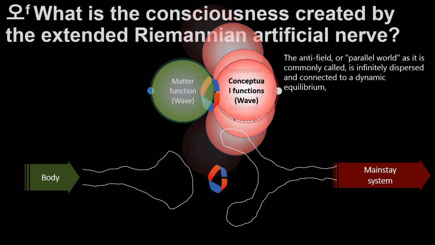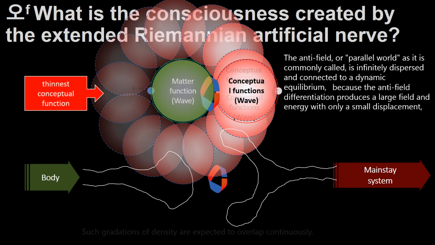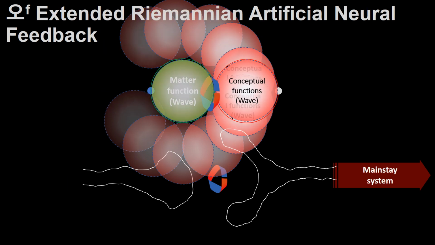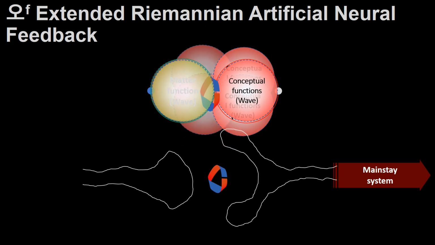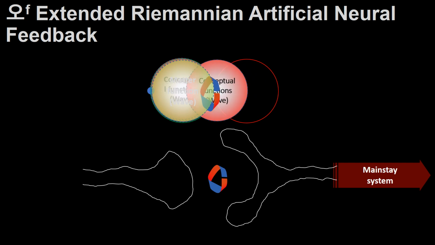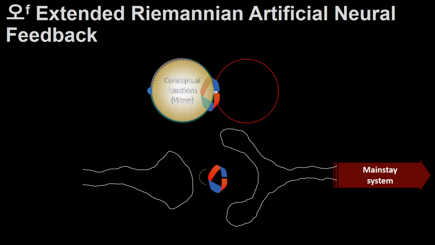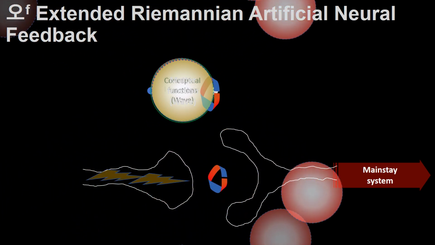What is the consciousness created by the extended Riemannian artificial nerve? The anti-field, or parallel world as it is commonly called, is infinitely dispersed and connected to a dynamic equilibrium. When these multi-universe-like functions are included in matter functions, the dense and heavy functions that come in at the end knock out the thinner functions. Thin functions are thrown far, but heavy functions are close together.